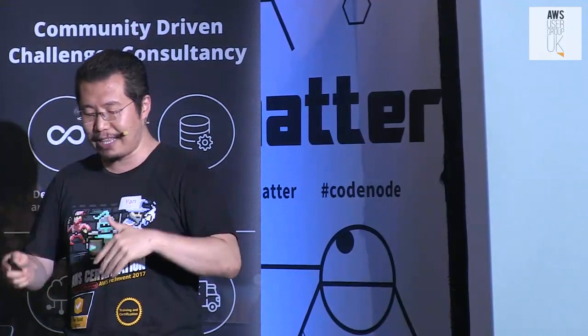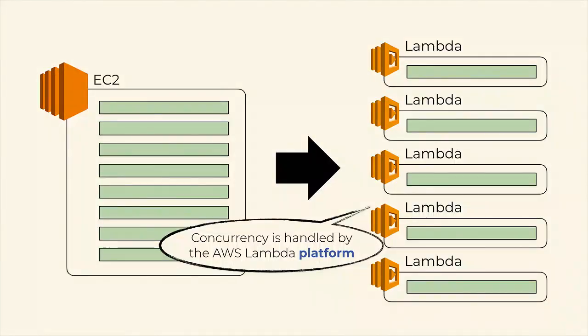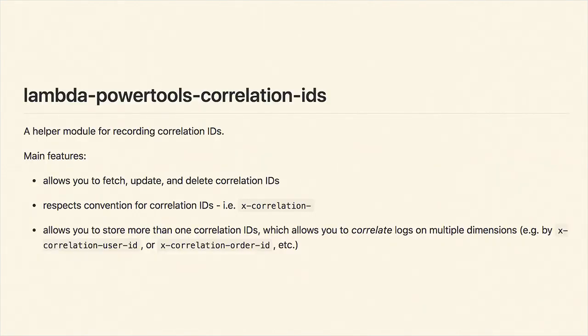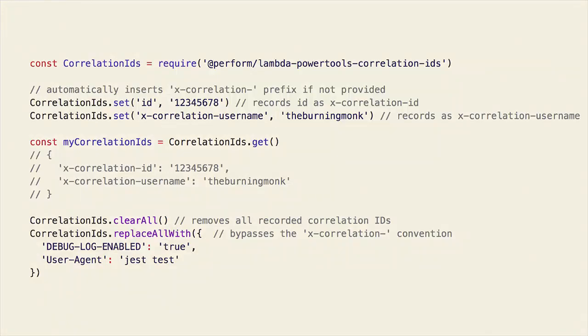Again, we are taking advantage of the fact that within one function, within Lambda, our invocation is handling only one request at a time. So in this case, I can store my correlation IDs inside a global variable, and we give you a nice little library with a very simple API for adding and getting the current set of correlation IDs.